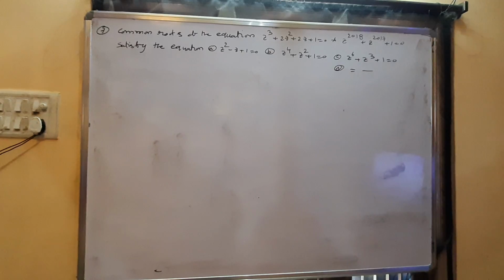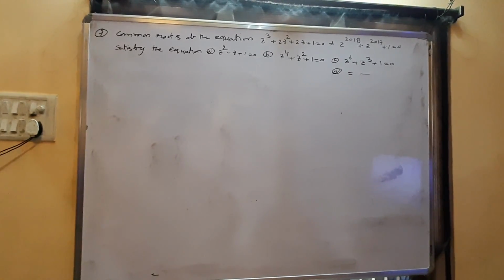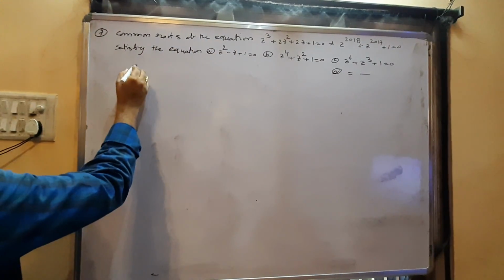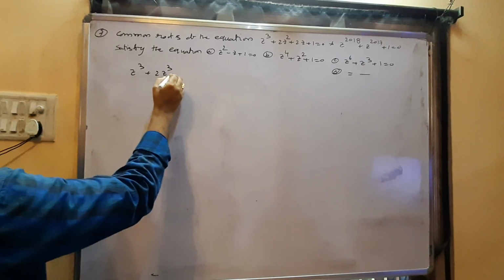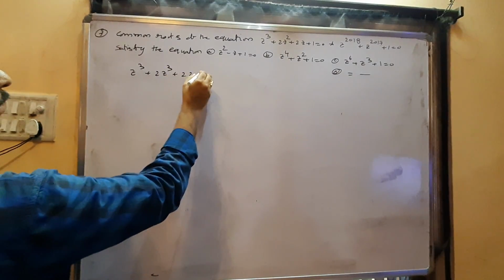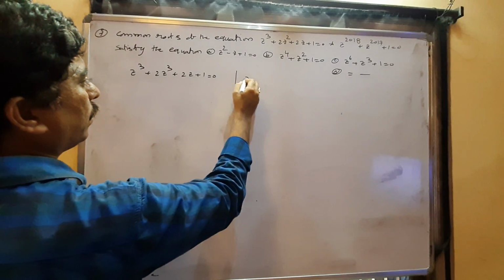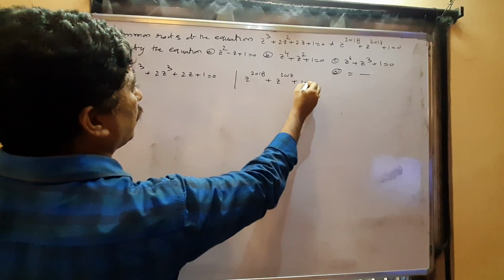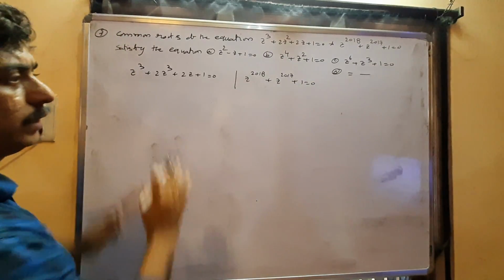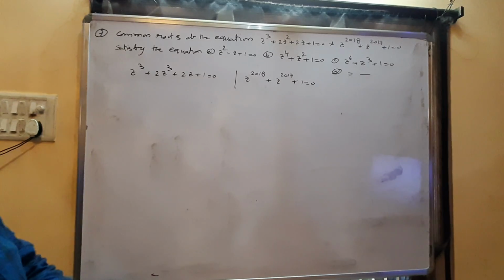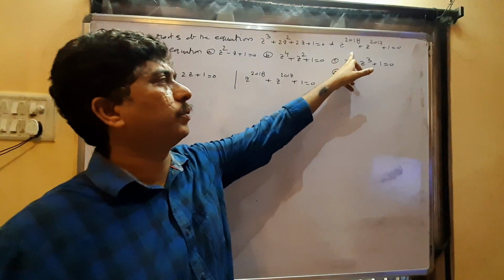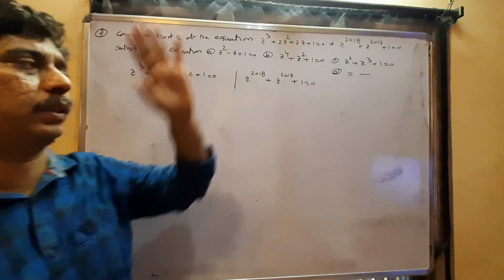Copy the problem. Coming to the next question. Common roots of the equations. Here two equations are given. One is a cubic equation and the other is a 2008 degree equation. They have a common root. The common root satisfies the following options. You have to find which option is satisfied. Again, I am repeating: the common roots of the equations satisfy the following options.